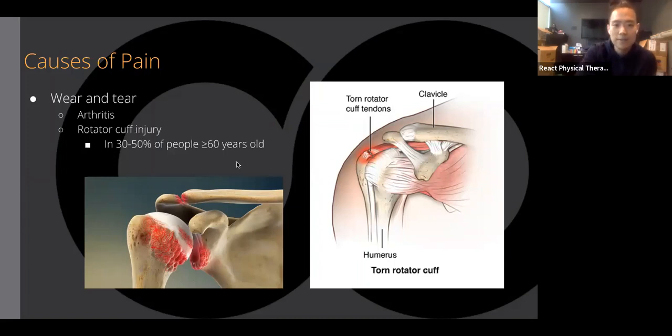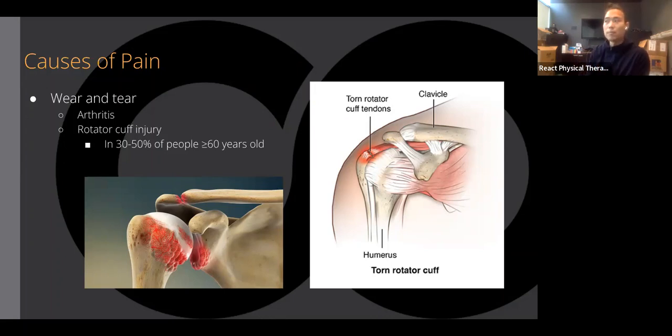As you can see here, 30 to 50% of people greater than or equal to 60 years old have some form of rotator cuff injury, but 30 to 50% of people aren't walking around necessarily with shoulder pain, right? So what they found is that a lot of people, if you look at an MRI, have what looks like an injury, but they don't feel like they have an injury. And so, in PT, I'm less concerned with what is on the MRI and more concerned with how the client or the patient is feeling, right?